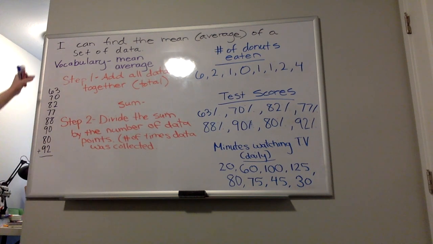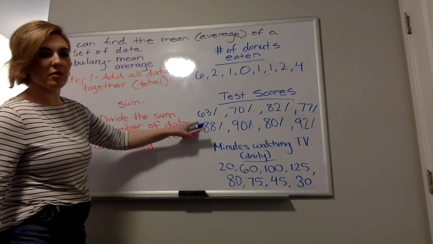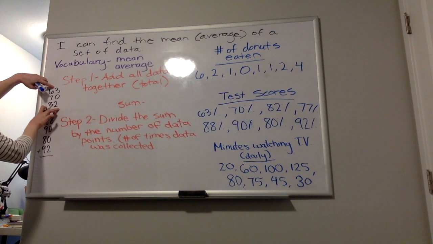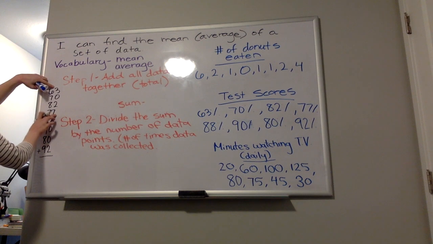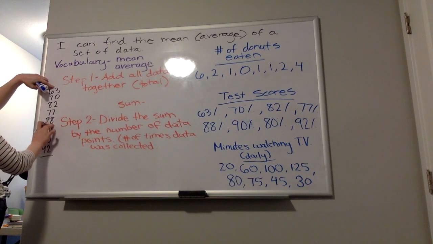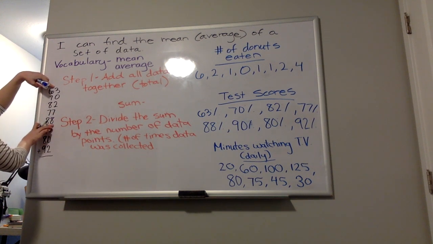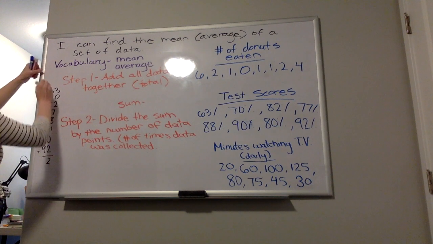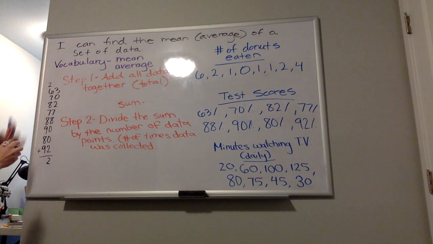Okay? We want to find out the sum of all these numbers. That's the first step. So 3 plus 2 is 5, 5 plus 7 is 12, 12 plus 8 is 20, 20 plus 2 is 22. So I'm going to put the 2 here. Carry the 2. And then I'm going to do 2 plus 6, which is 8.